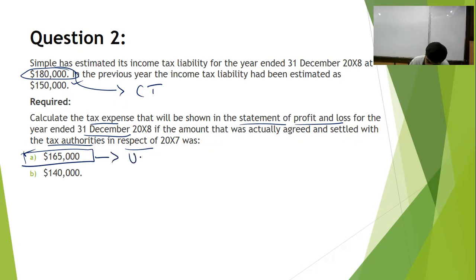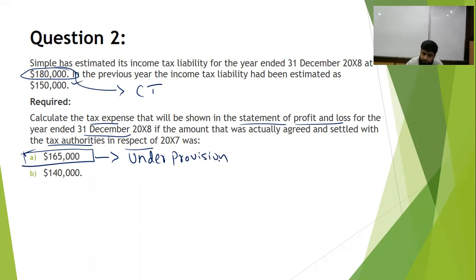That is the case of what? Under provision. You recorded a lower tax in the previous year. You recorded a tax of 1,50,000, but it should have been 1,65,000. It means it's an under provision case.